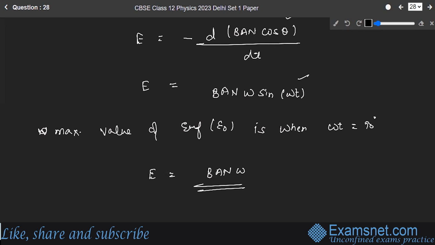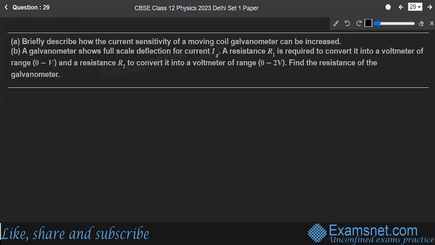Let's move to the next question then. Question number 29. Part A: briefly describe how the current sensitivity of a moving coil galvanometer can be increased. And there is also part B. First of all, let's solve the first part. You have to tell how the sensitivity of a moving coil galvanometer can be increased. See, the sensitivity of the moving coil galvanometer can be increased by increasing the number of turns and the area of the coil. Let's write down.